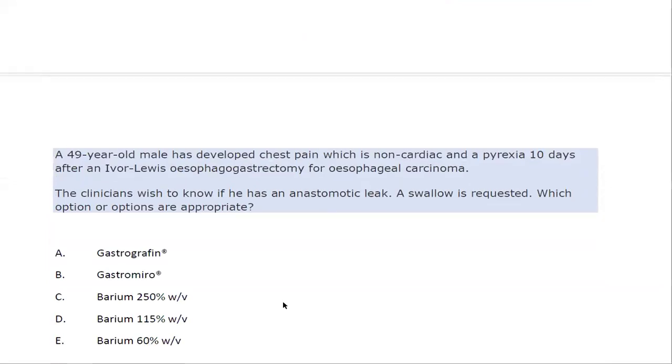Okay, this is another question. This 49-year-old male has developed non-cardiac chest pain and pyrexia 10 days after an esophagogastrectomy for esophageal carcinoma. The clinicians wish to know if he has an anastomotic leak, and a swallow is requested. Which option or options are appropriate? In the exam it will be one option only.